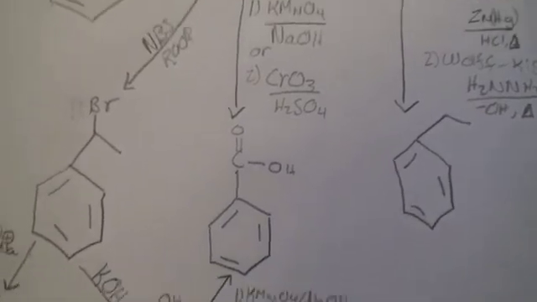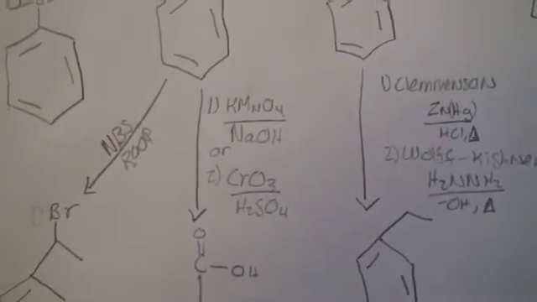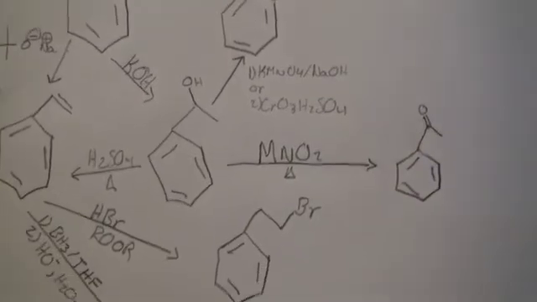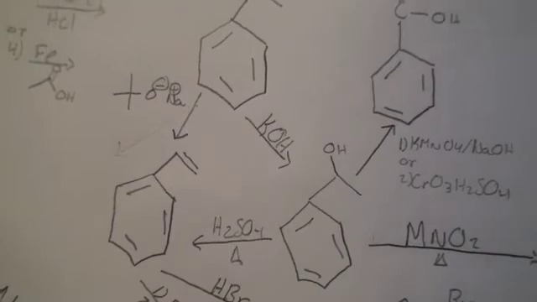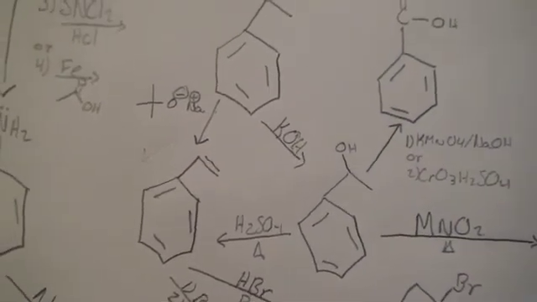If you want to take that and oxidize it back, you use the same oxidizing agents you used up here. Those are just strong oxidizing agents. They'll take you to a carboxylic acid, no sweat. If you want to oxidize it a little more mildly, use something like MnO2 and heat, or pyridinium chlorochromate might work. If you want to eliminate the alcohol, you can use a dehydration reaction, H2SO4 and heat.